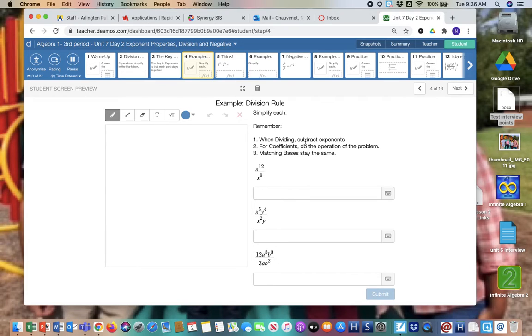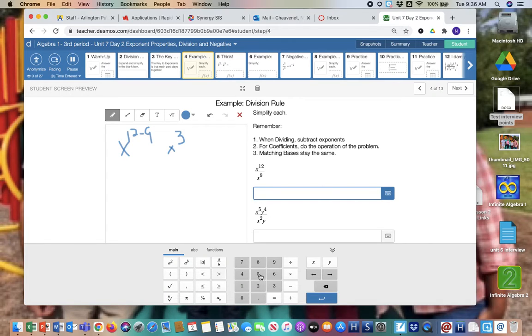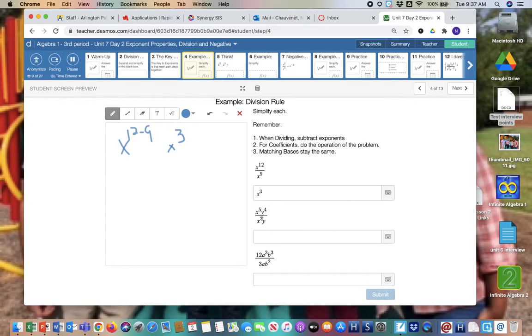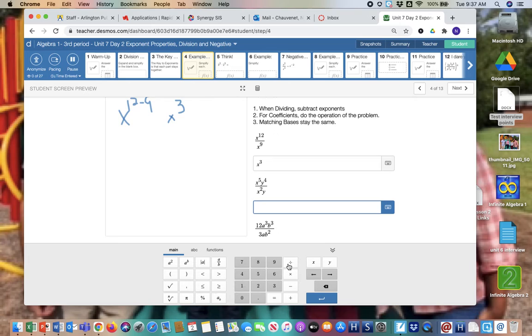All right, so now let's go over a few. So let's use our different division rules. So when dividing, subtract the exponents. So x to the 12th over x to the 9th is just going to be x to the 12 minus 9. Well, what's 12 minus 9? Oh, it's x to the third. So we're going to go down here. We're going to type in x to the third. Okay. All right, so now let's do it here. So remember, 5 over 2, so 5 minus 2 is 3, so we get x to the third. So we'll go here and we'll get x to the third.